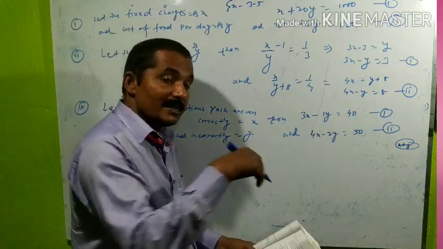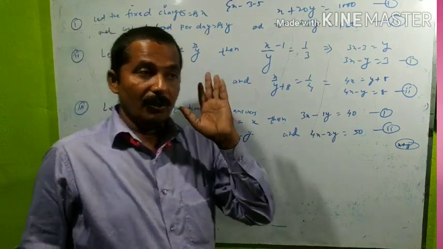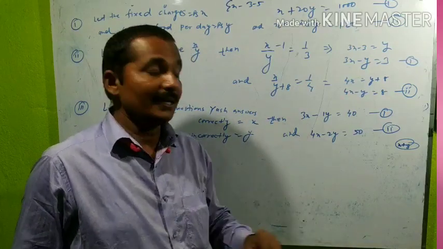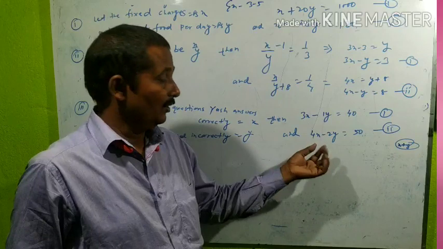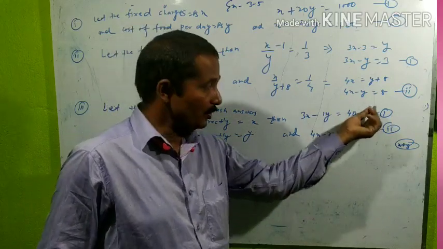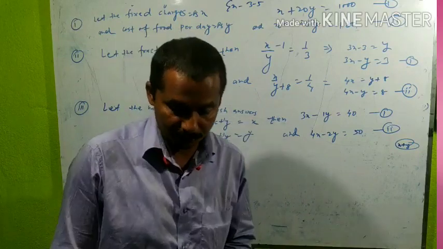Similarly, in the second condition, for a correct answer 4 marks are given, and for each incorrect answer 2 marks are deducted. So the equation will be 4x minus 2y is equal to 50. These are the two equations here. You will solve these two.